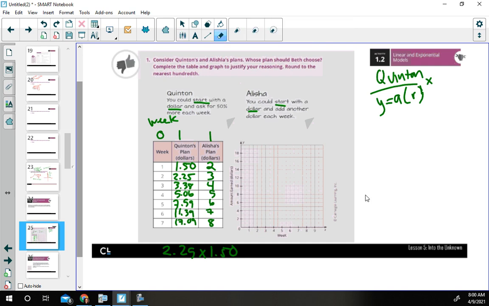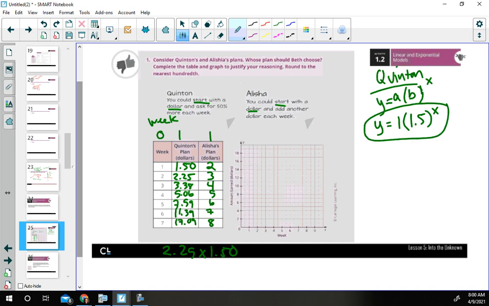Ooh, that was an N. This was an A and B, sorry. I use the correct letters. All right, so the y-intercept is when the x value is 0. So when is the x value 0? Quentin's is 1. What is the rate we multiply by? 1.5. Right, so there is Quentin's equation we're going to graph.